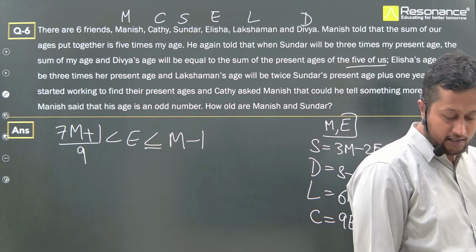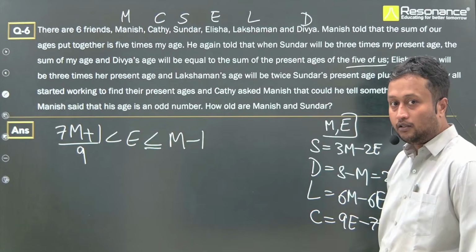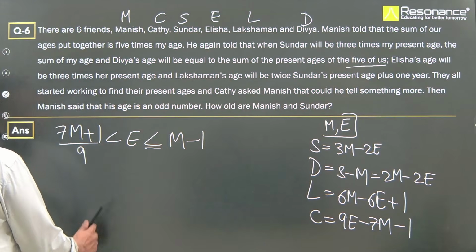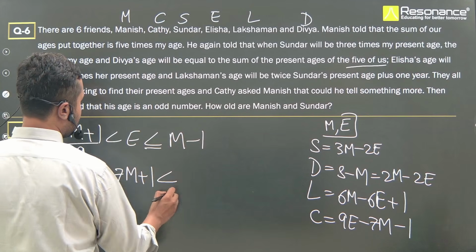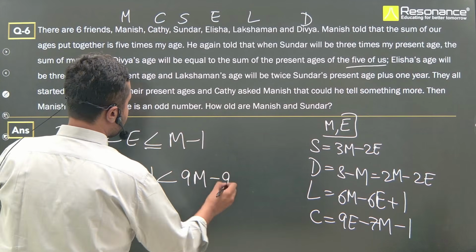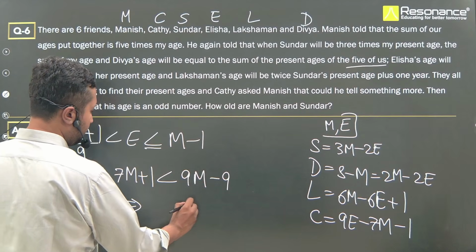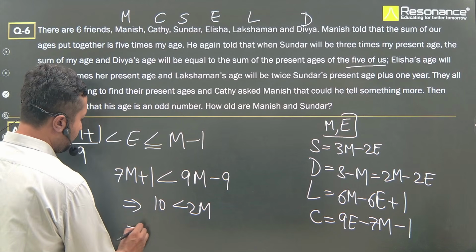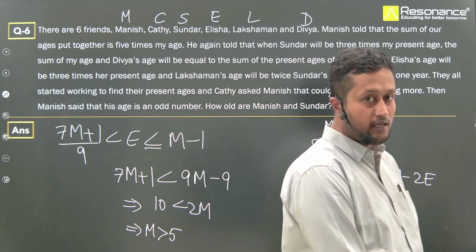I mean, it would have been nicer if the inequality was something different and you came up with a bound for M. That would have really cracked this problem in a unique way, but that somehow didn't happen. Okay. So what does that tell us? It tells us that 7M plus 1 must be less than 9M minus 9. And what does that tell us? It tells us that 2M must be greater than 10. So M is greater than 5.